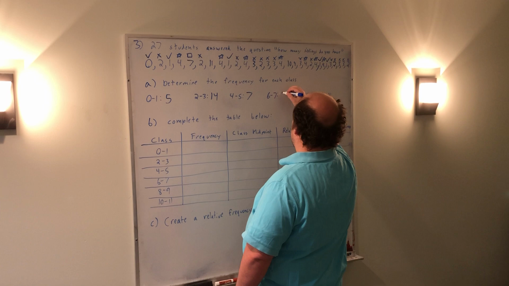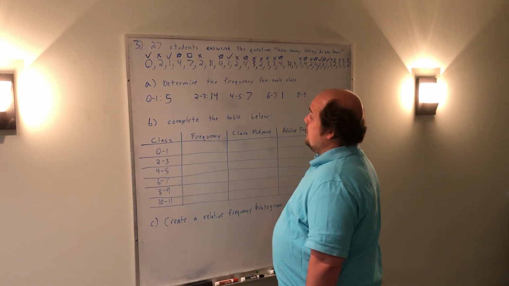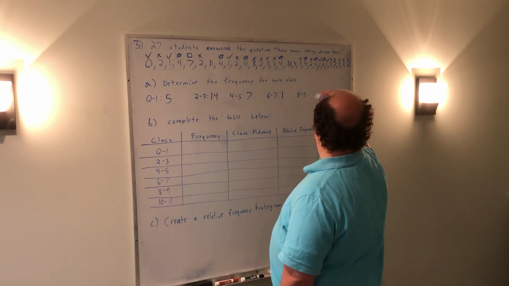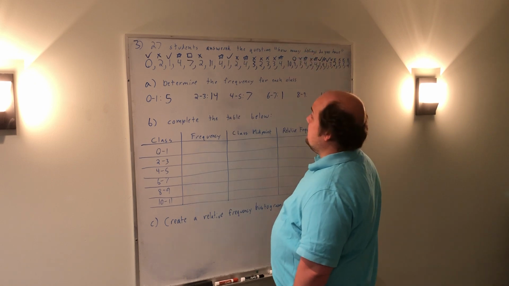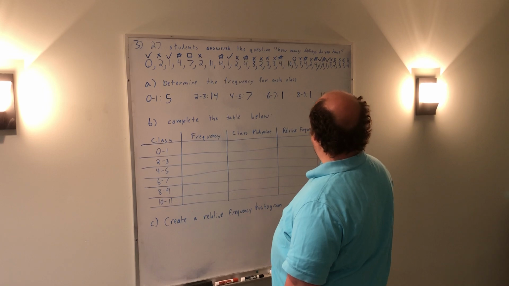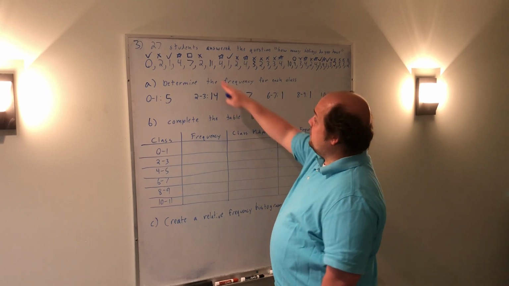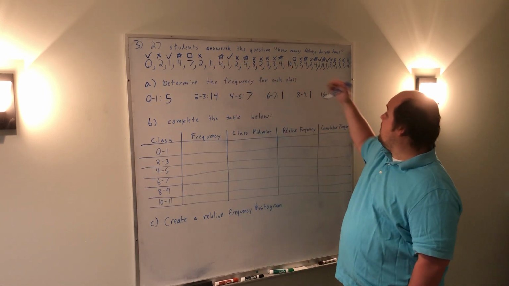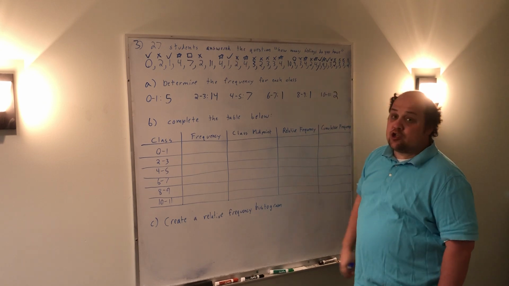That's the only one. For 8 to 9, I'm going to put a circle. That's the only one, 8 to 9. So again, the frequency is 1. And we're left only with things that are 10 or 11, specifically this 11 and this 10. That's why the frequency there is 2.